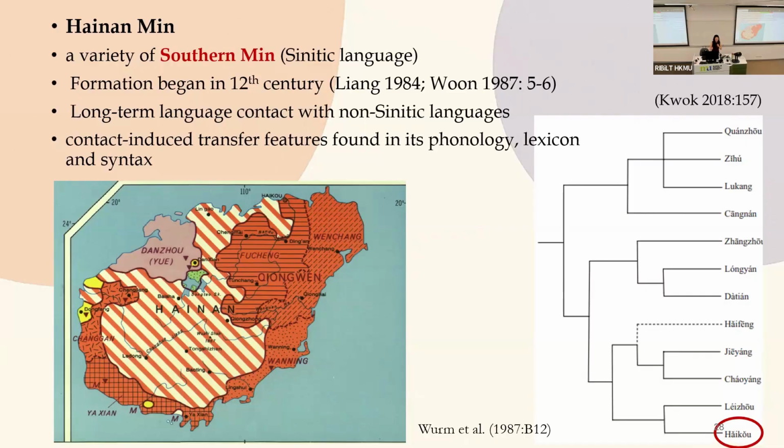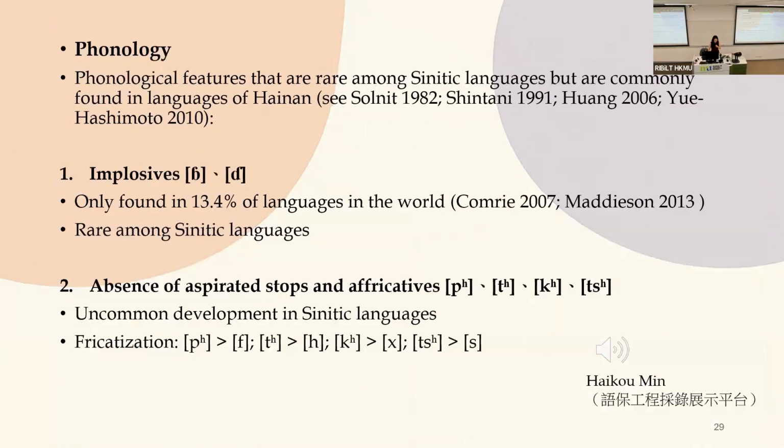And the previous sections have already provided us with some general ideas about the contact situation. But through examining various linguistic features of Hainan Min, we may be able to recover some more details of the interaction. So let's begin by looking at the phonological features of Hainan Min. And scholars have noted that there are a number of features that are uniquely found in the Sinitic languages and indigenous languages of Hainan.